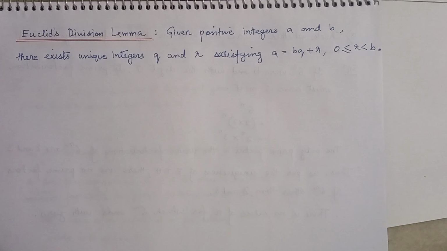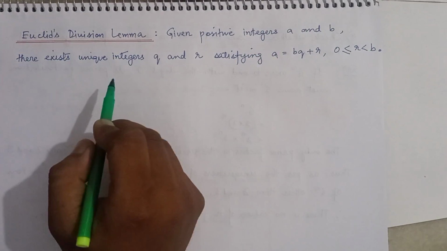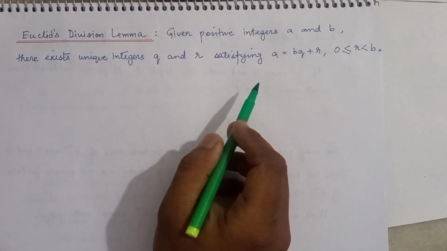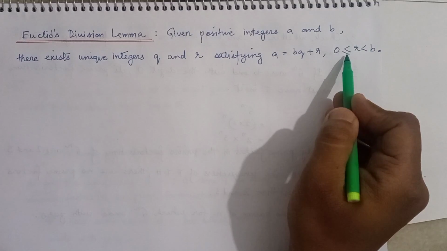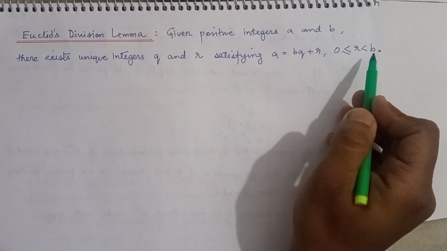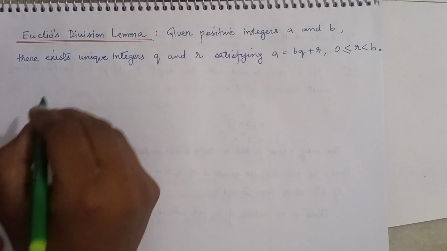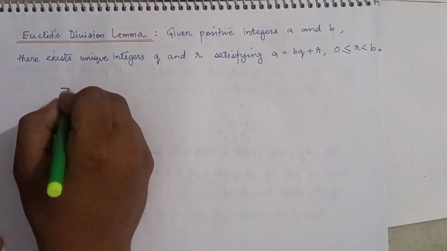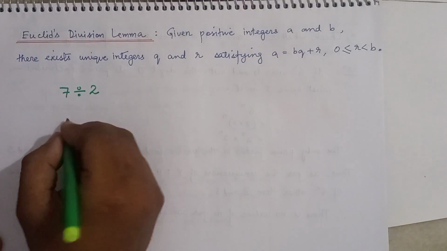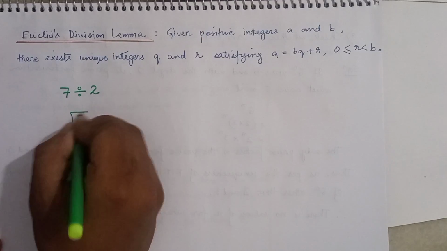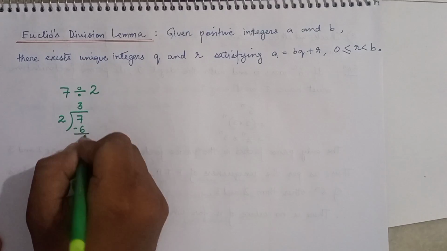Euclid's division lemma. Given positive integers a and b, there exist unique integers q and r satisfying a equal to bq plus r, where r is greater than or equal to 0 and less than b. To understand this, let's take a very simple division. Say 7 divided by 2. 2 3s are 6 and 1.